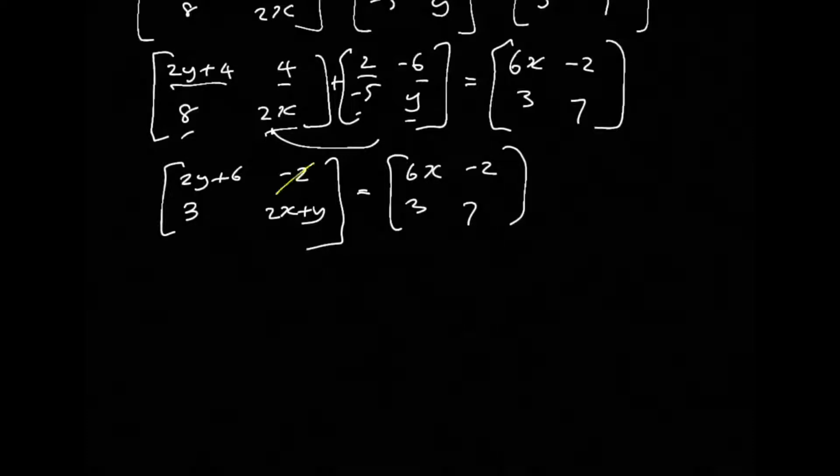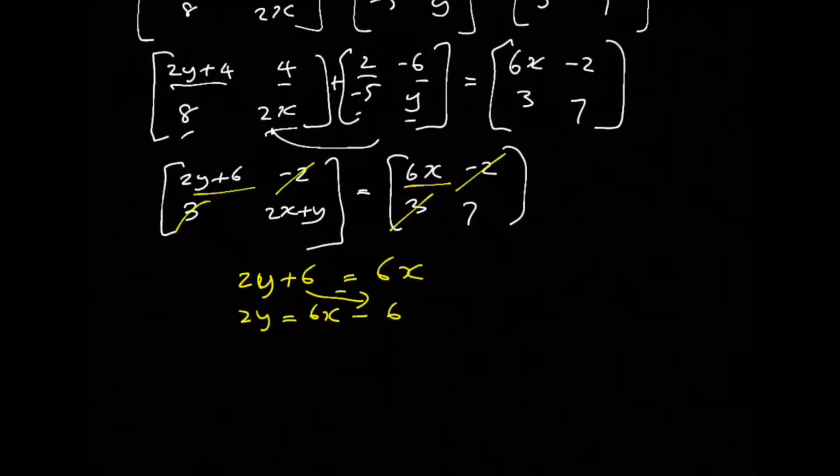Now we already know negative 2 equals negative 2 and 3 equals 3, so that's useless information, so we can cross that out. So what's remaining is 2y plus 6 equals 6x. Let's bring that across as a minus, so 2y equals 6x minus 6. Now we can divide everything by 2, which gives y equals 3x minus 3, and we'll call that equation 1.